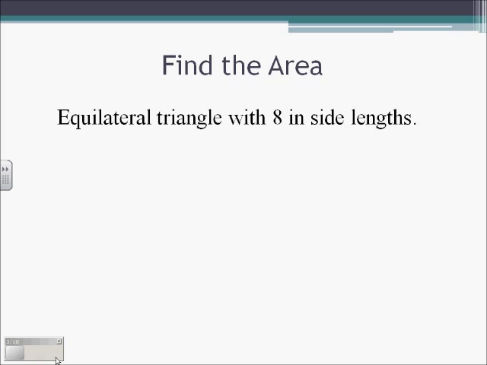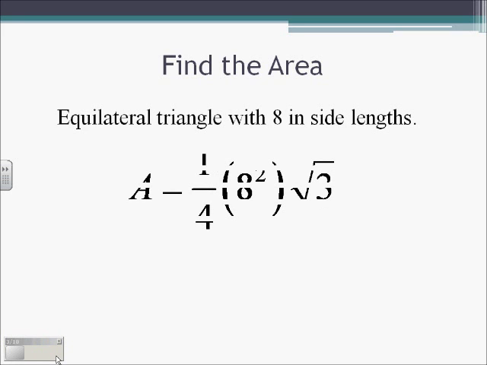Alright, so let's find the area of an equilateral triangle with 8-inch side lengths. So we're going to use our formula. Area equals 1/4 times our side squared, which is 8 squared, times the square root of 3. That's going to equal 16 square roots of 3.